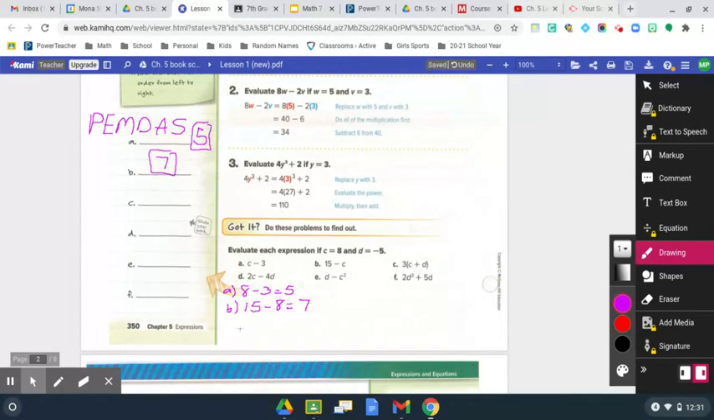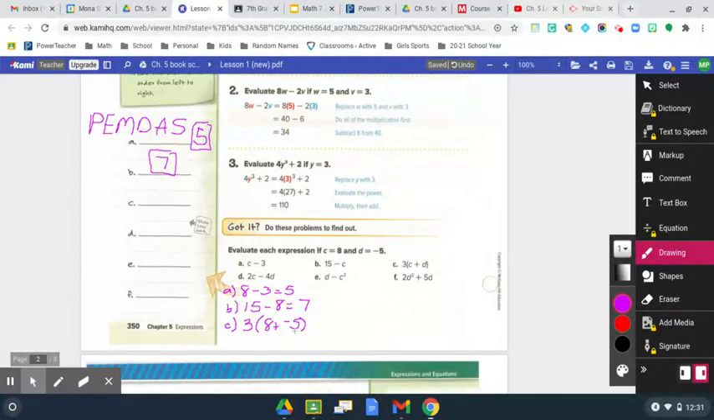Letter C. So notice so far we've got all positives going on here. 3 times C plus D, so in parentheses. So C plus D, C is 8, plus D is negative 5. Okay, so now we're going to work with some integer rules here. We've got a negative value, and we have parentheses, which also means we need to think about order of operations. Your parentheses have to come first, okay?